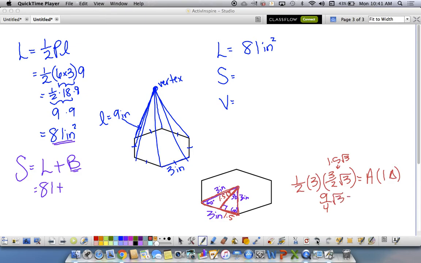Square root of 3 is the area of one triangle. Well, what's the area of all 6 triangles? Can I do that times 6? Area of 6 triangles, which is the whole hexagon. So 9/4 square root of 3 times 6. 6 times 9 is 54/4.